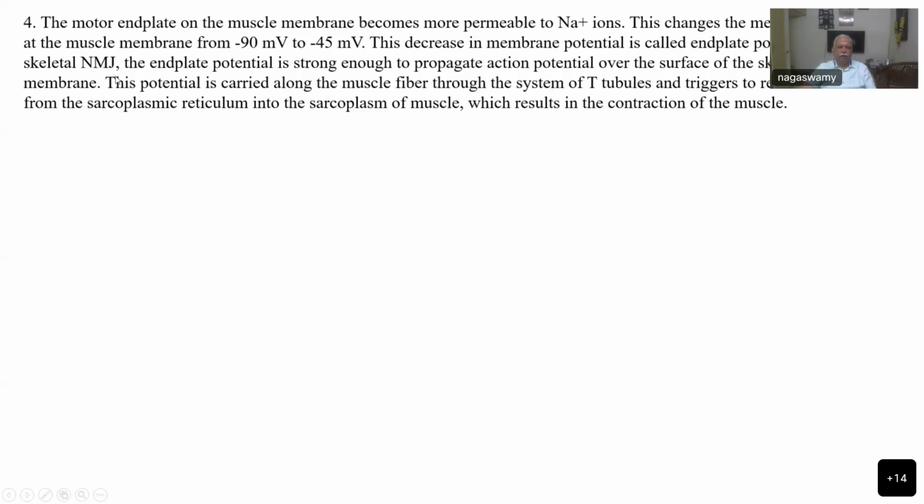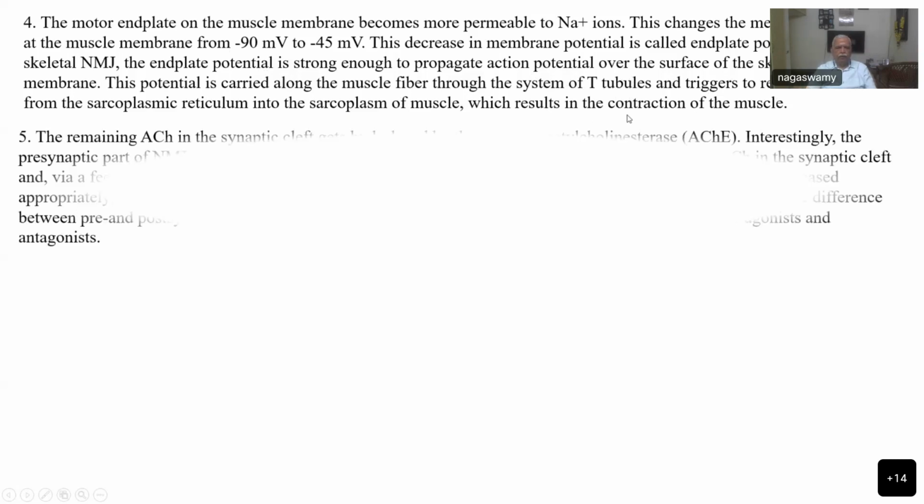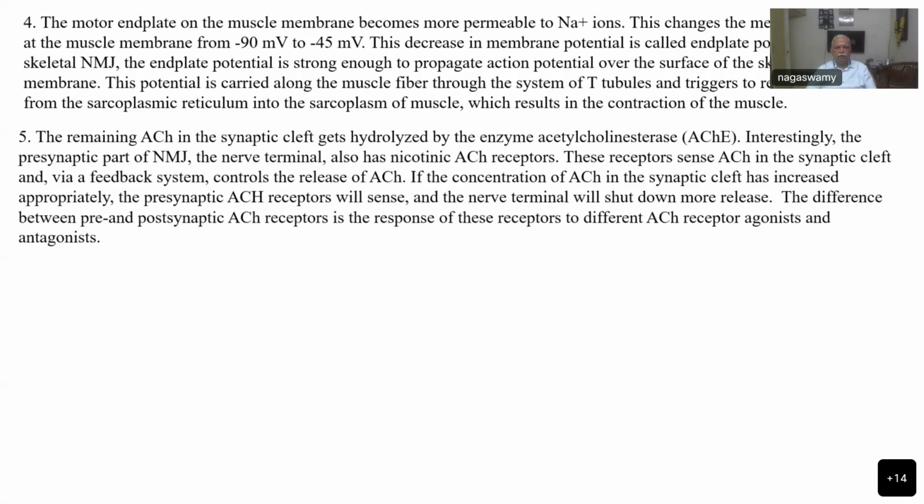In the skeletal neuromuscular junction, the end plate potential is strong enough to propagate an action potential over the surface of the membrane. This potential is carried alongside the muscle fiber through the system of T tubules, which triggers release of calcium ions from the sarcoplasmic reticulum into the sarcoplasm, which results in the contraction of the entire muscle. The remaining acetylcholine in the synaptic cleft gets hydrolyzed by the enzyme acetylcholinesterase.